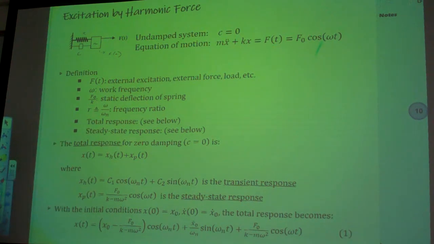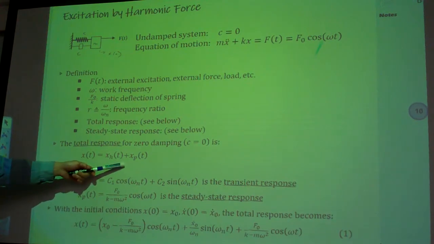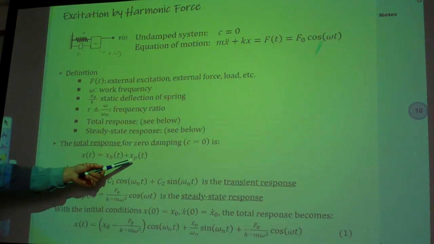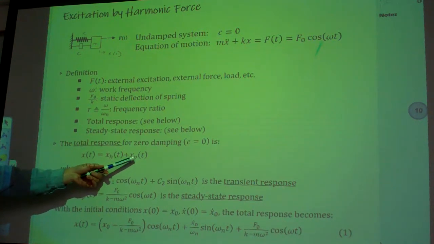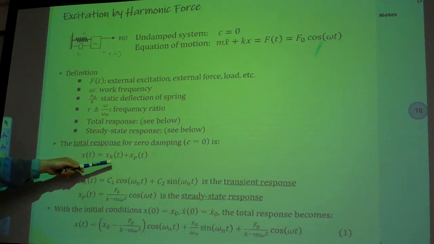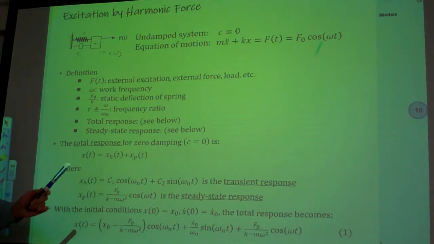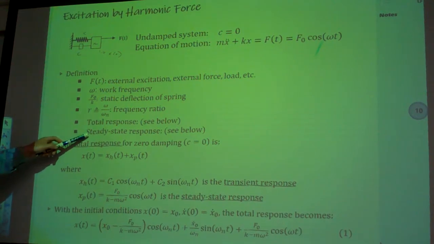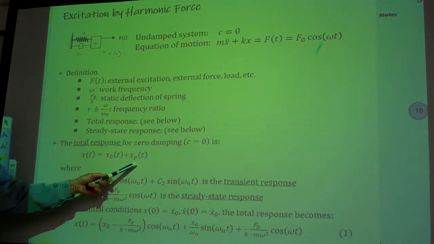And the total response consists of the homogeneous solution and the particular solution. We explained that last time. Homogeneous and particular solutions are our differential equations terminology. In terms of our vibration concepts, the first is called the transient solution and the second is called the steady state solution. So there are multiple names, but they indicate the same terms. The steady state response basically means this term.